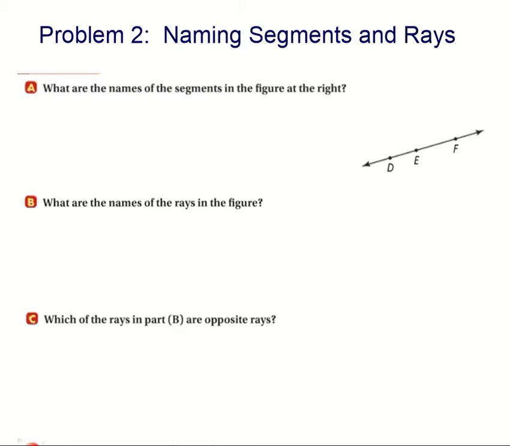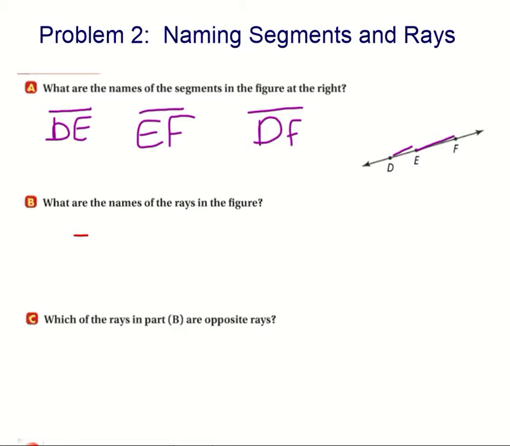So what are the names of segments in the figure at the right? So take a look at this figure. Remember, segments, it's just a section of the line. And so we've got this DE, we can name DE. Here's an EF. See if you can find the 3rd line segment in there. And the 3rd line segment would be DF. Right?